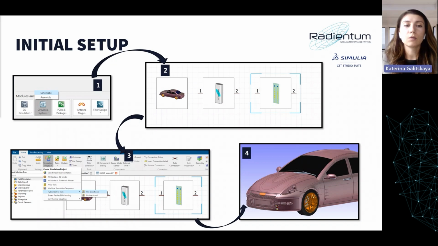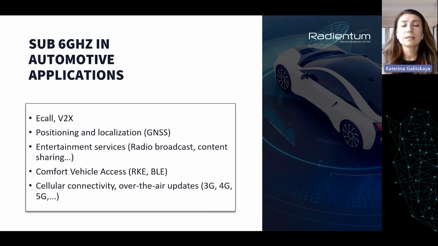And then let's go on to the next slide, to the sub-6 example. First of all, let's talk a bit about sub-6 frequencies in automotive applications. Sub-6 frequencies enable a wide range of functionalities in the automotive industry, like vehicle-to-vehicle communication, which allows vehicles to communicate with each other, infrastructure, and even pedestrians in some cases, or positioning and location, which is heavily based on GNSS, or 3G, 4G, sub-6 GHz 5G applications, or comfort vehicle access with technologies like remote keyless entry or low power Bluetooth.